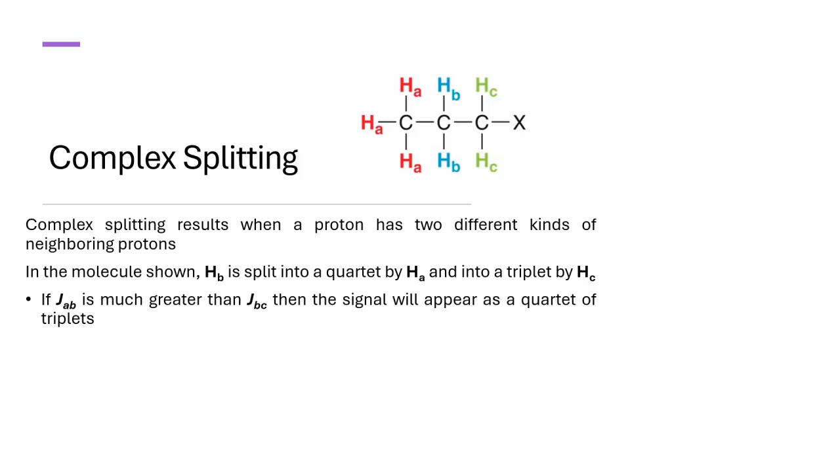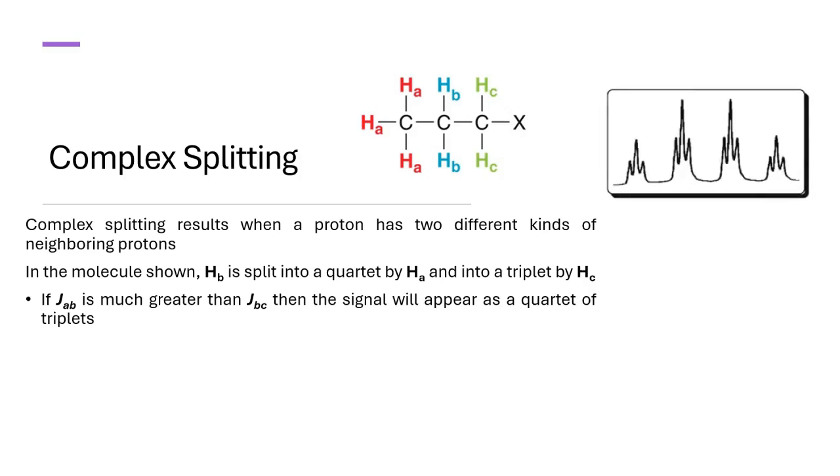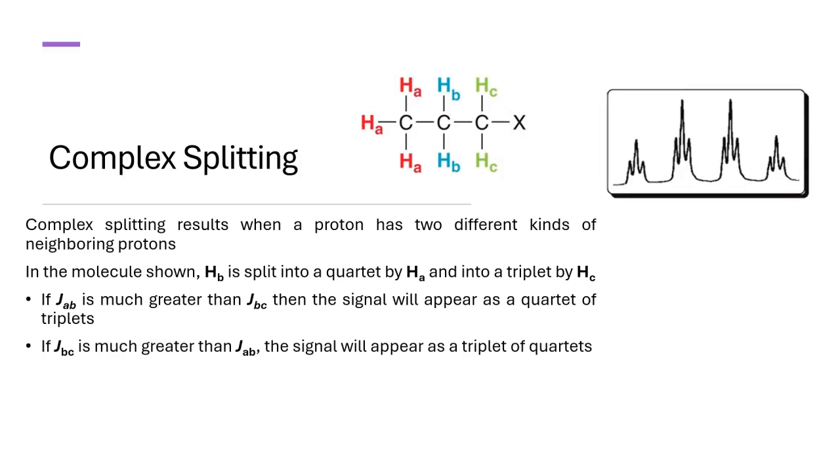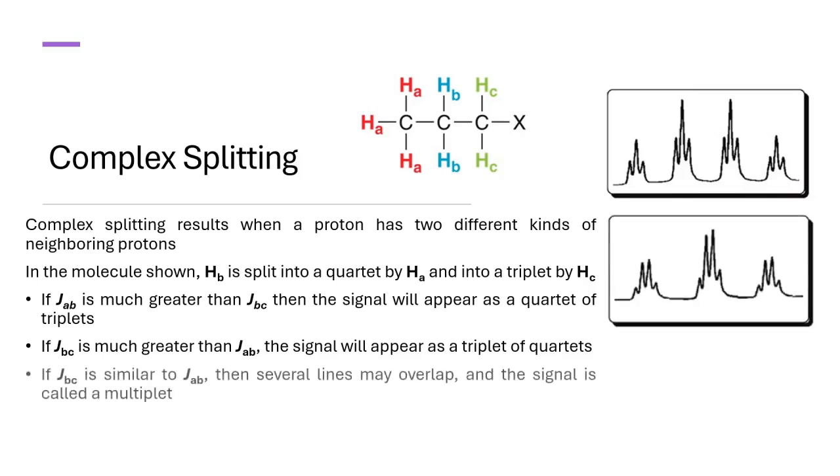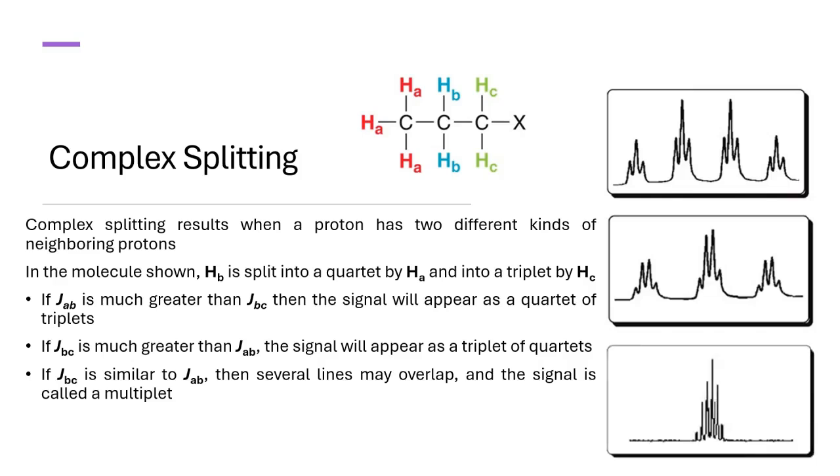If the coupling constant between A and B is much greater than B and C, then the signal will appear as a quartet of triplets. If the coupling constant between BC is much greater than the coupling constant between AB, the signal will appear as a triplet of quartets. If BC and AB coupling constants are pretty similar, then several lines may overlap and we'll get a signal that we refer to as a multiplet.